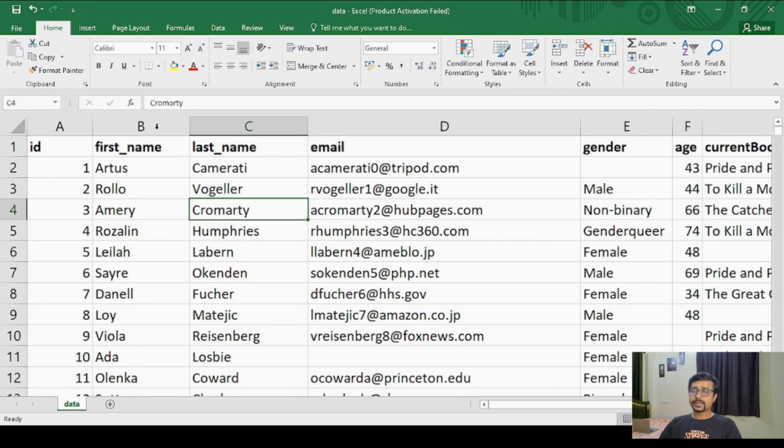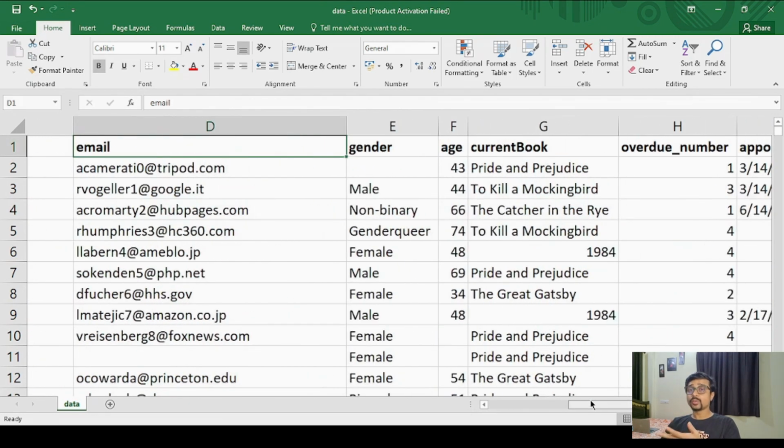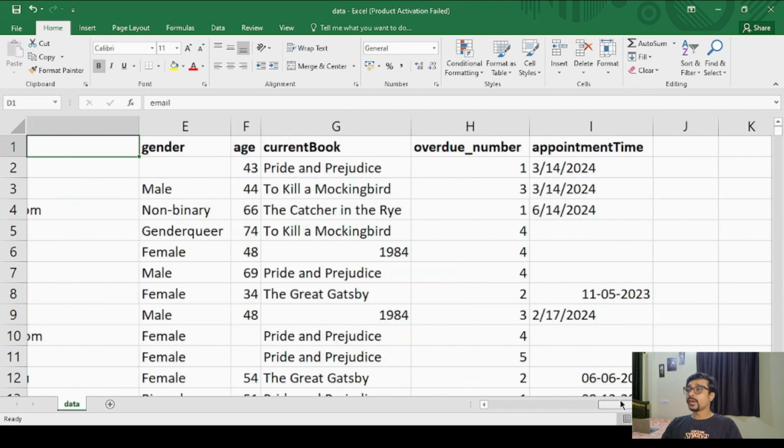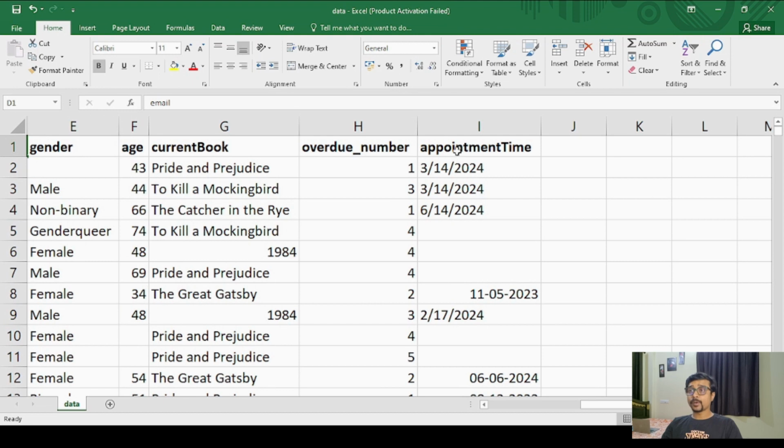So here on my screen, you can see some Excel data I have. Let's understand what the data is. I have the first name and last name of the user, the email address of the user, the gender, and the age. I have the current book they are reading, the number of overdue books they have with them, and the appointment time.